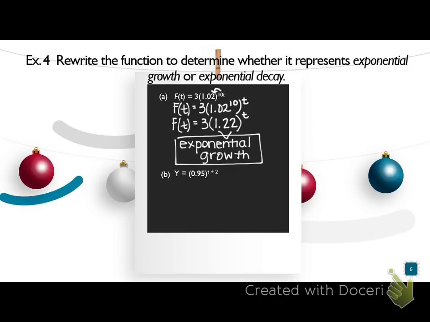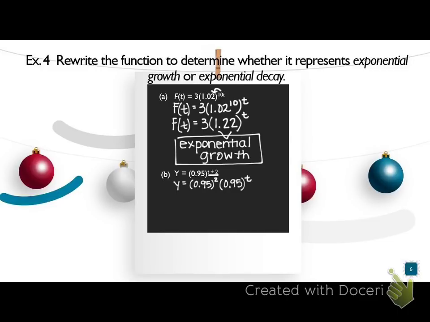Now let's look at the exponents, okay? They have t plus 2. So which rule tells us that we add the exponents? If we think back to 6.1, that is the product of a power rule. That's where we take two powers with the same base and we add the exponents. So we get to rewrite this problem as 0.95 raised to the power of 2 times 0.95, or 95 hundredths, raised to the power of t.